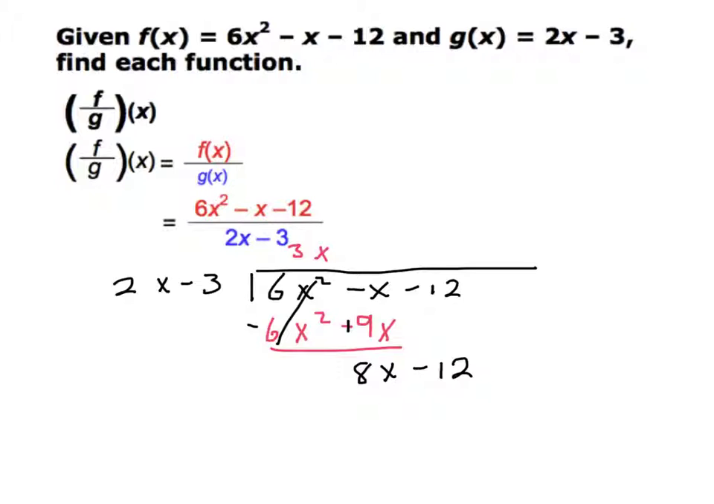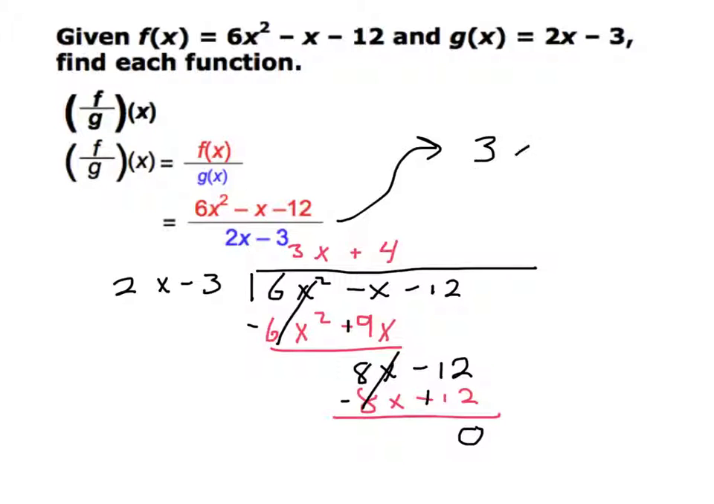Now we're going to start all over. What times 2x gives you 8x? Well, that's going to be a plus 4. You're going to multiply that 4 times the 2x to get 8x, and the 4 times the negative 3 to get negative 12. And of course, at this point, we're going to change the signs and add again. It goes out. My remainder is 0. So that tells me that the quotient for this is going to simplify to be 3x plus 4.